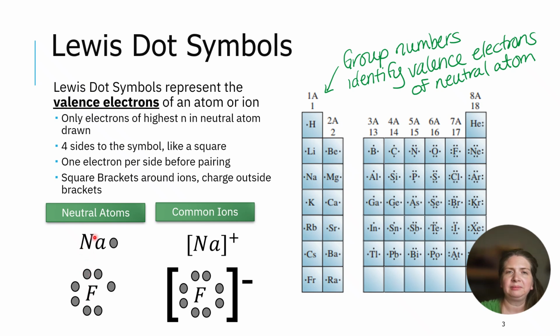Sodium has 1 valence electron as a neutral atom, so as a sodium ion, it will have no dots because it lost that 1 electron. Fluoride has 8 dots, the original 7 plus the 1 it gained. Charged ions are drawn inside square brackets with the charge written outside the square brackets in the upper right-hand corner.